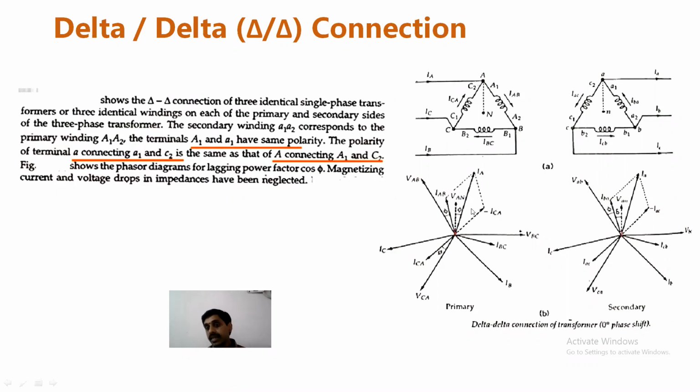Okay, here VAN is shown as a reference. So both are same. So there is an angle difference phi, which is a lagging angle. So the resultant of this IAB, this ICA, if you take minus ICA, it is IA. So this is a three-phase connection. We have studied this one in the three-phase circuits.